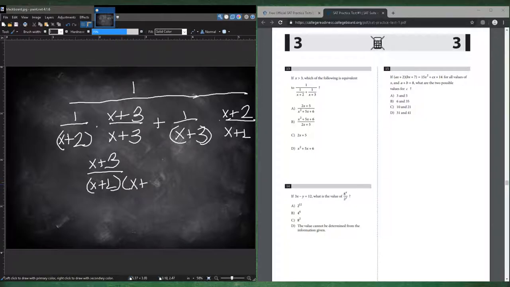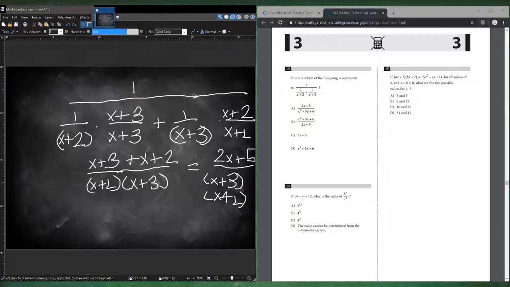Over another x plus 3. And this would be also x plus 3 times x plus 2 on the other side. So the other portion would just be x plus 2. So what you will get is 2x plus 5 all over x plus 3 times x plus 2. Sorry, I ran out of room, but it's right on the bottom right here.